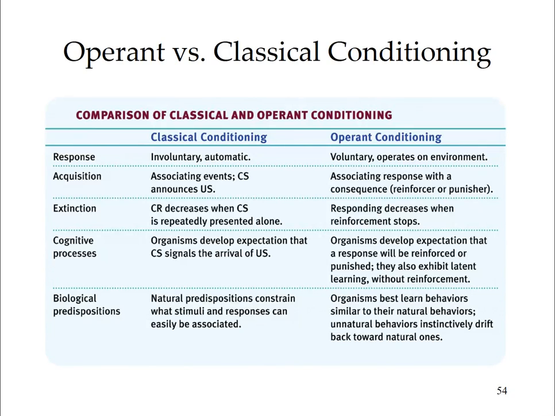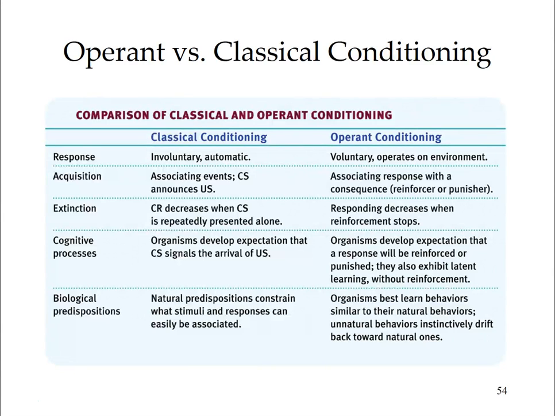What we have here is to identify major similarities and differences between classical and operant conditioning. Both classical and operant conditioning are forms of associative learning. They both involve acquisition, extinction, spontaneous recovery, generalization, and discrimination. Both are influenced by biological and cognitive predispositions.